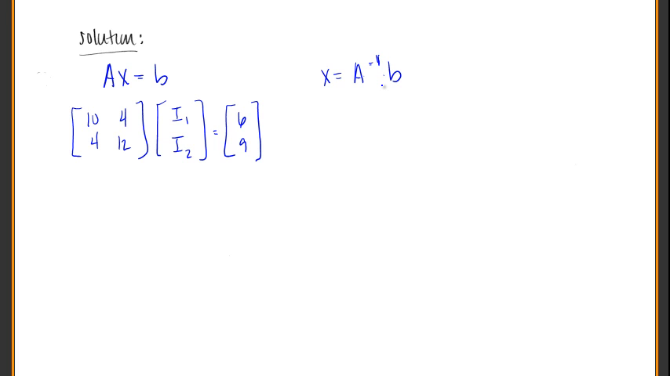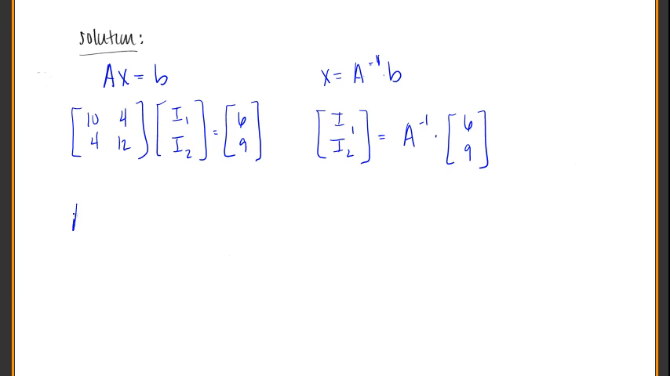Okay, so X equals I1 over I2. Not really over, it's not really a fraction, they're just entries in here. But you have I1 and I2 is equal to A inverse times B, and B is 6, 9. Okay, so all I have to do now is go about finding A inverse.